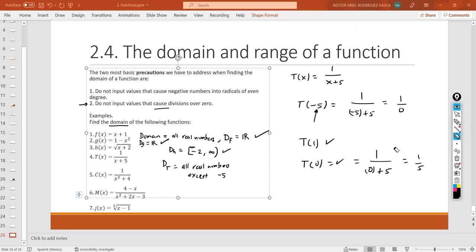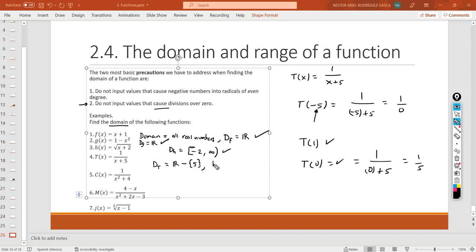Well, let me erase this. All real numbers except -5. And in symbology, that can be done like this. The domain of t is going to be equal to all the real numbers minus the number 5, like this. It must be within braces, because we are talking about sets. The domain of t is equal to all the real numbers except, or minus, the number 5.